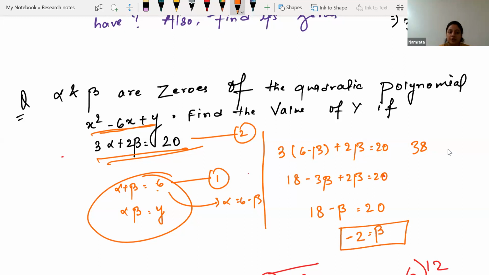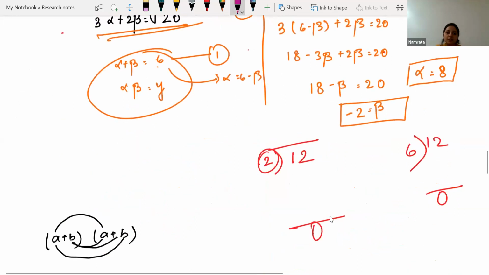Alpha we have to find. So from equation 1, easily we can say alpha will be 6 plus 2, that is 8. Okay, this is what we got as alpha and beta. Now y we have to find. We know the product of the roots is y. So we can do the multiplication of alpha and beta. 8 into negative 2, and that will be the value of y, right? Okay, Harshit, you tell me which process you have applied. Let me see, it can be correct. Maybe somewhere you have made a calculation error or something. First, tell me which process you have applied.